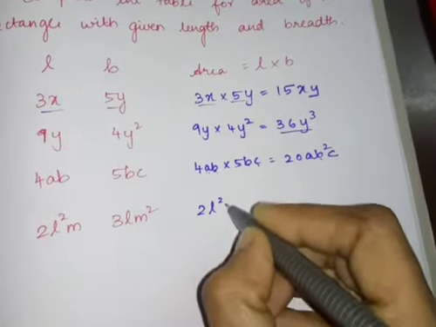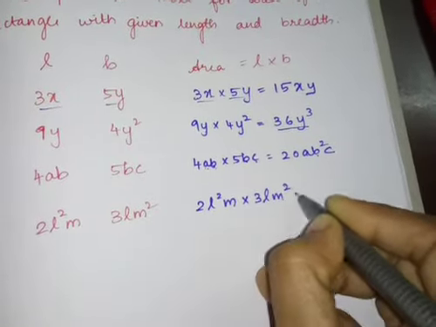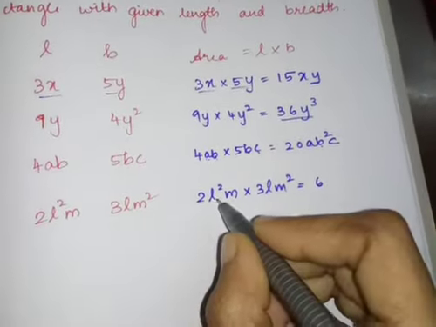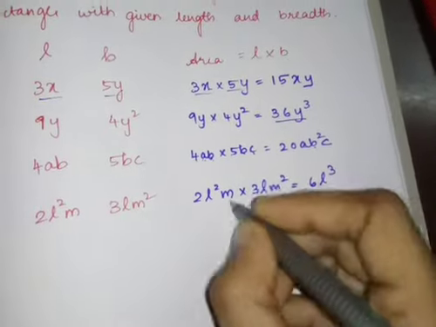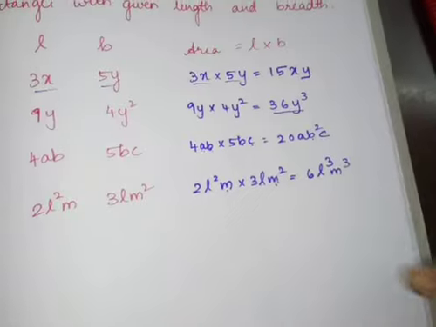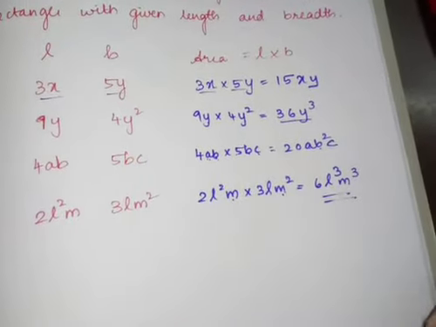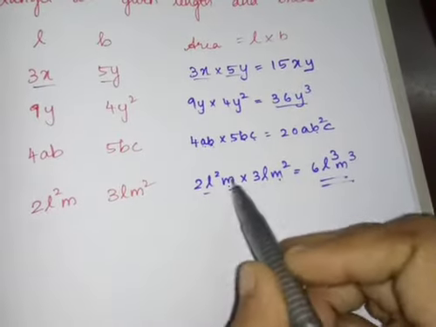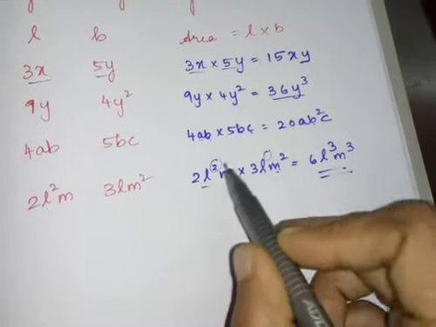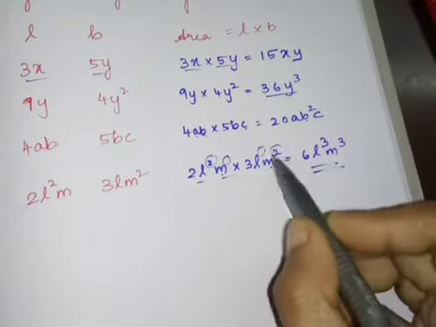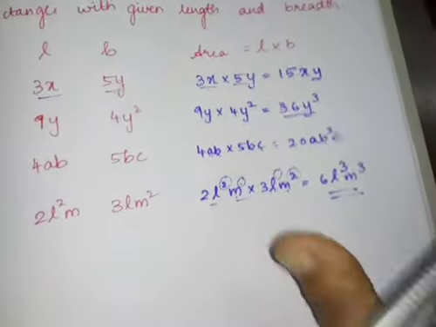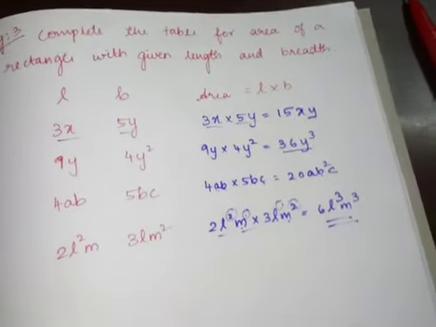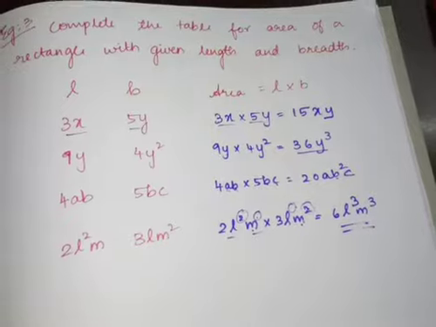Next, 2l square m into 3lm square. 2 3s are 6. So, l square into l is l cube. M into m square, m cube. So, the answer is 6l cube m cube. At last, check whether all the variables are present in the final answer. See here, l and m. How many l terms are there? Here 2, here 1, 2 plus 1, 3. For m, here 1, here 2, 1 plus 2, 3. So, check whether everything is there or not. Okay. So, we have found the area of the rectangle by using the given length and breadth.